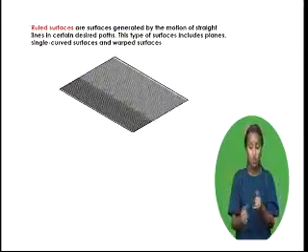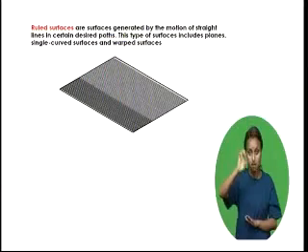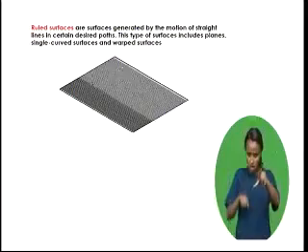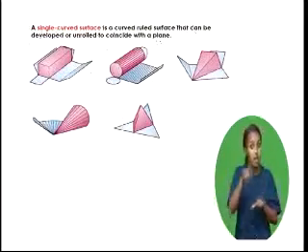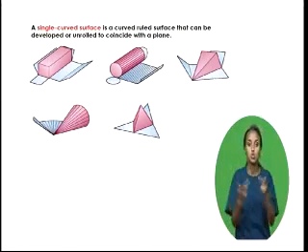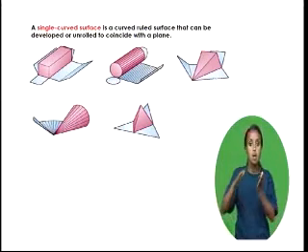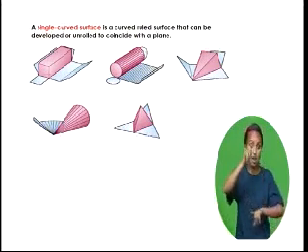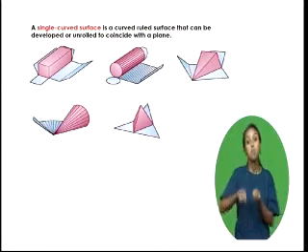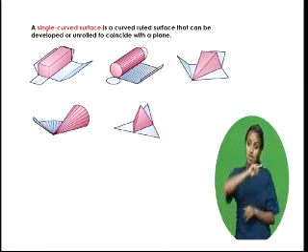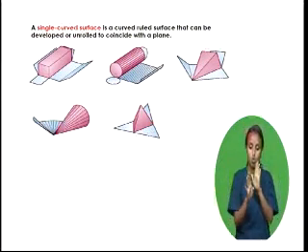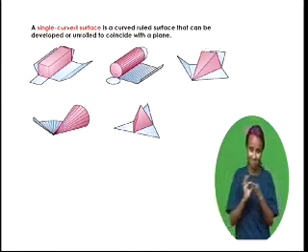A plane is a ruled surface generated by moving a straight line along a line, lying in some plane, in such a way that its new position of moved line is parallel to the original line. A plane surface may have three or more sides. A single curved surface is a curved ruled surface that can be developed or unrolled to coincide with the plane.